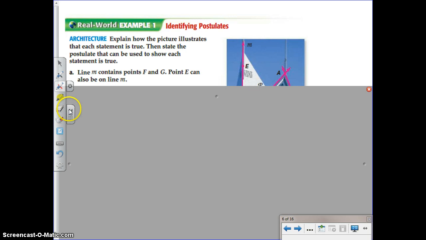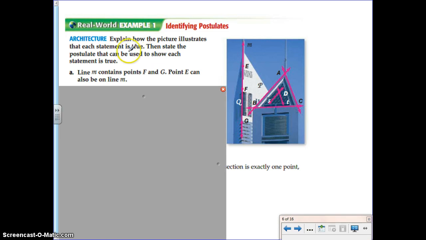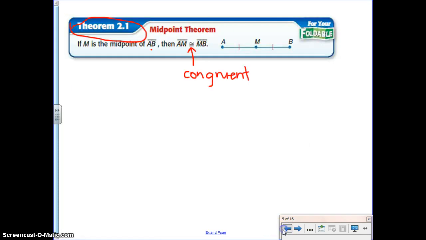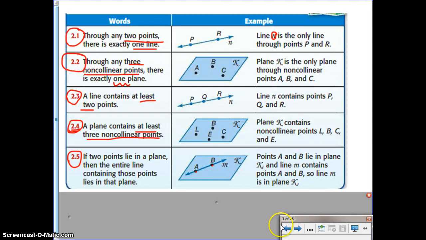All right, example 1, there's 3 examples today, asks us to explain how the picture illustrates that each statement is true. So first explain it, then state the postulate that can be used to show each statement is true. Line M contains points F and G, so let's find line M. Here's M. It contains points F and G. Point E can also be on line M. So let's think back to our postulates, pause the video here for a moment, and think, what postulate talks about that?